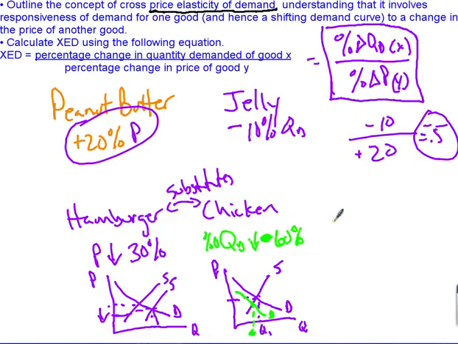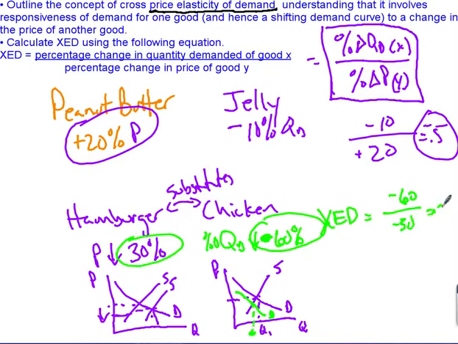So what would the coefficient, the cross-price elasticity, be of these two goods? So XED, and so we have percent change in the quantity demanded of X, and so we're measuring the percent change in the quantity of chicken, and so that would be a negative 60, divided by the percent change in the price of Y, and that would be negative 30, and so we would say that the cross-price elasticity coefficient for hamburger and chicken would be 2. All right, so that's how you calculate it. The quantity demanded of one good divided by the change in the price of another good.